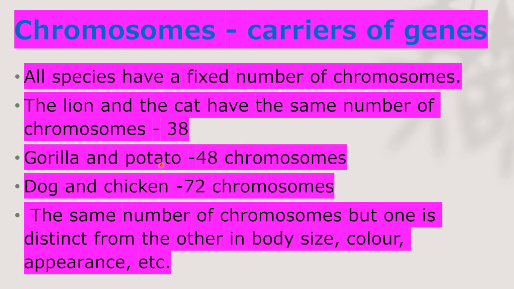Because of the presence of genes. These genes are different in different organisms, different species. That's why if two species have the same chromosome number but are not looking similar, they are distinct from one another because of the presence of different types of genes. They are distinct in their body size, color, appearance, etc., because they have different types of genes.